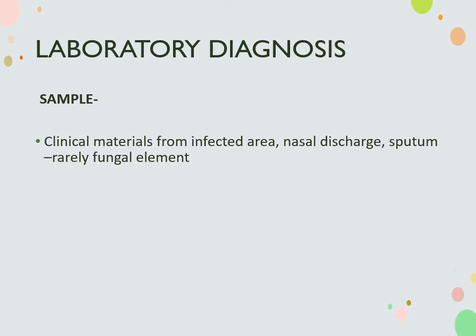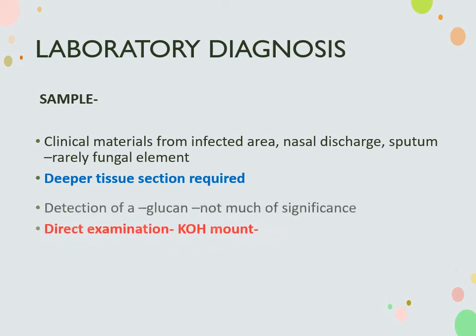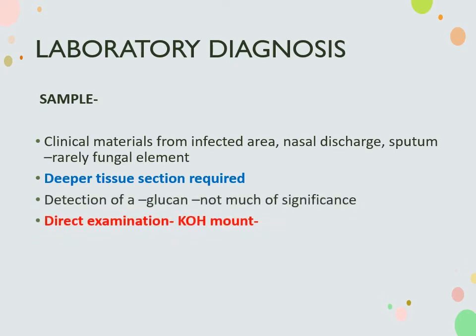In this we face the problem that we are not able to see the fungal elements when we look in the KOH mount. So it is better if we get a deeper tissue section. In this there are more chances to get the fungal hyphae or to get a result while doing the culture. Detection of alpha glucan also comes negative most of the time, so it is not of much significance. So when we get the sample, we do direct examination by KOH mount.